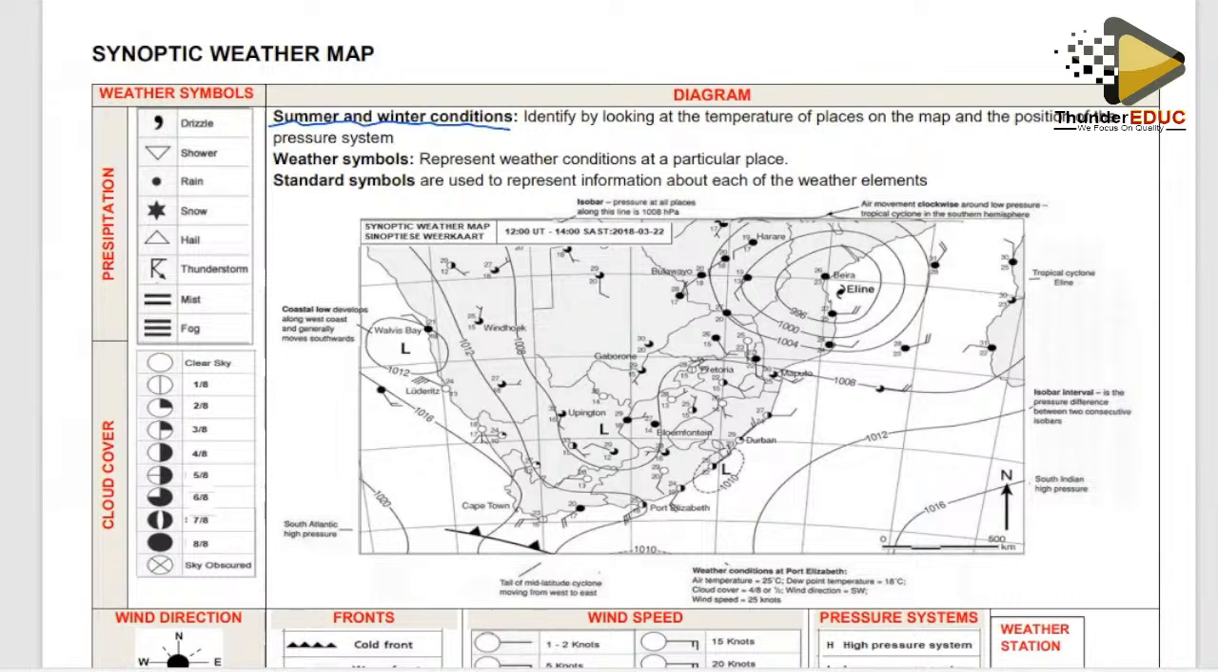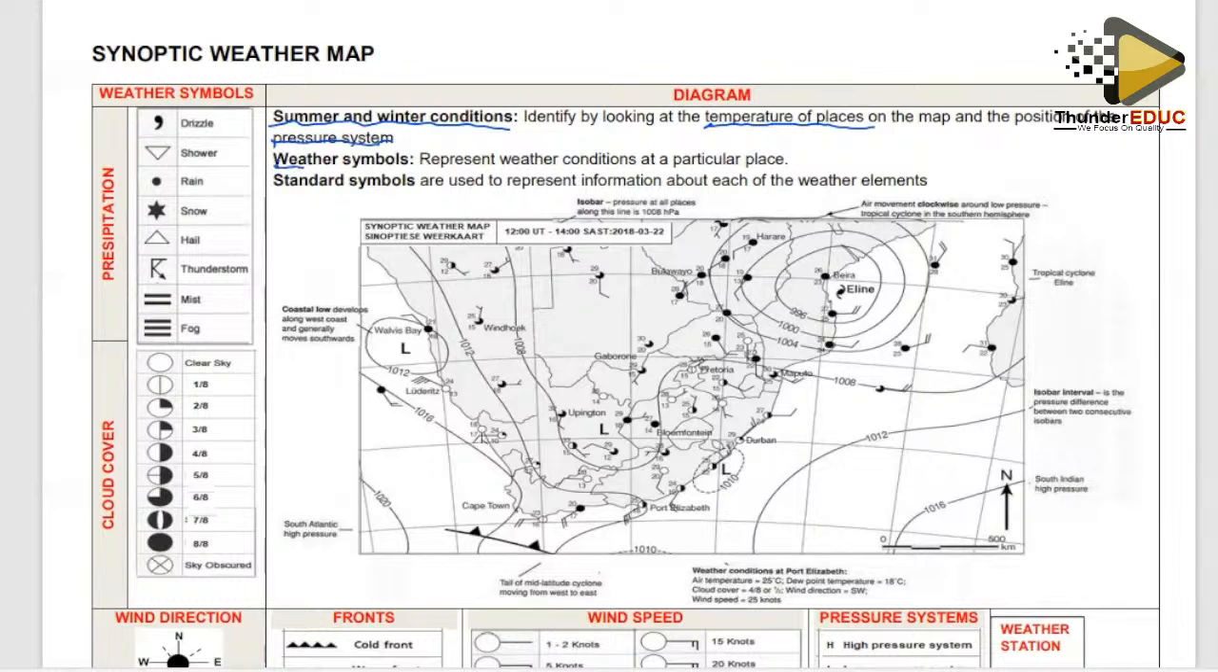Right, when you want to determine on the map whether it's a summer map or a winter map, we identify by looking at the temperature of places on the map as indicated here, and also the position of the pressure system. I'm also going to explain the pressure systems, but before we look at the differences in synoptic maps for winter and for summer, let me start by looking at the basics of the synoptic weather map so that we'll be able to figure it out.